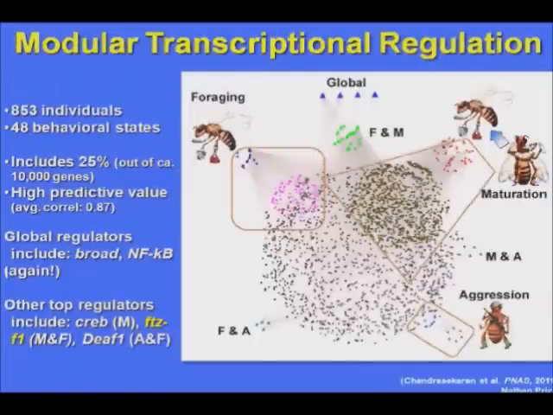Another way to look at this, and giving us a very similar picture, was to create a brain transcriptional regulatory network. So we've done a large number of gene expression analyses, as I've just mentioned. We've done even more than I've just mentioned. I've touched upon in the previous slides the analyses having to do with behavioral maturation. We've also looked at various behavioral states associated with foraging and behavioral states associated with aggression. Altogether, we cataloged the brain gene expression for 853 individuals encompassing 48 behavioral states.